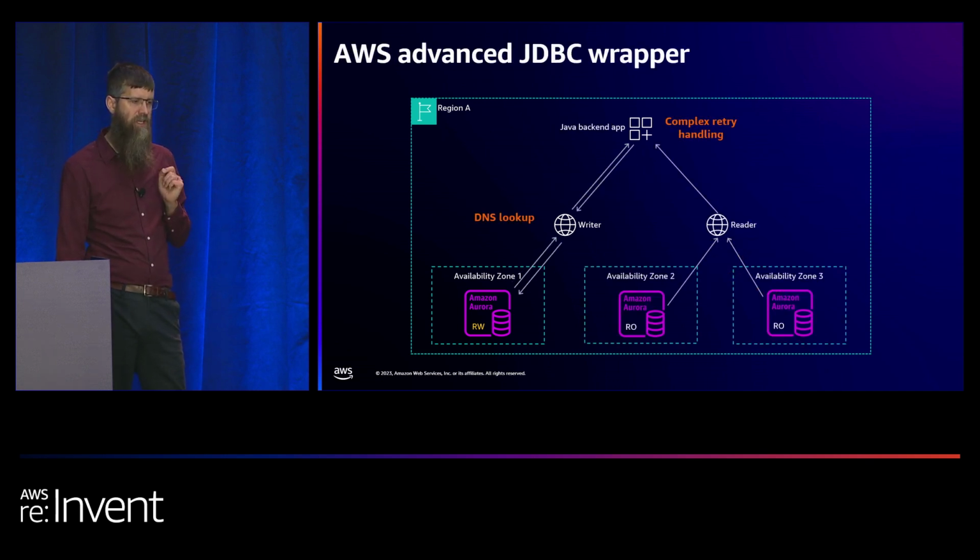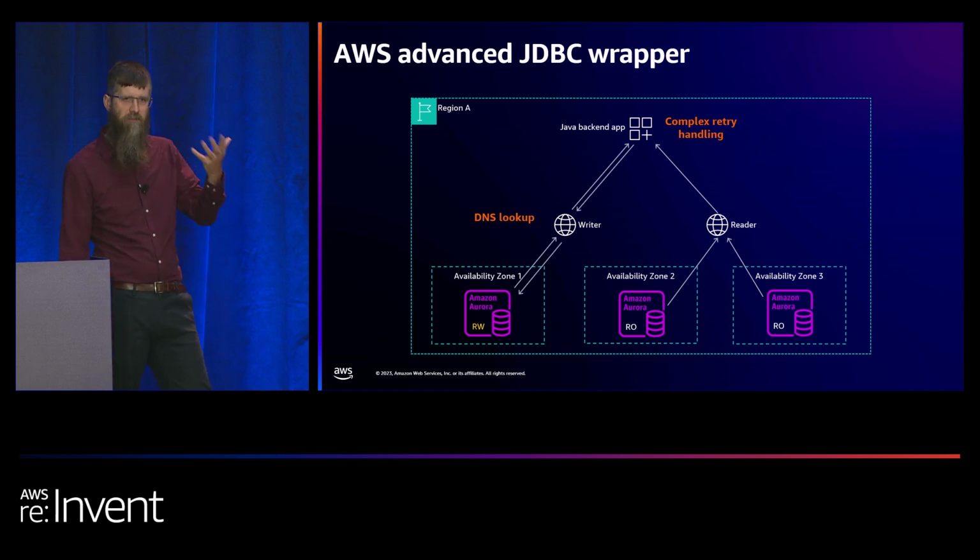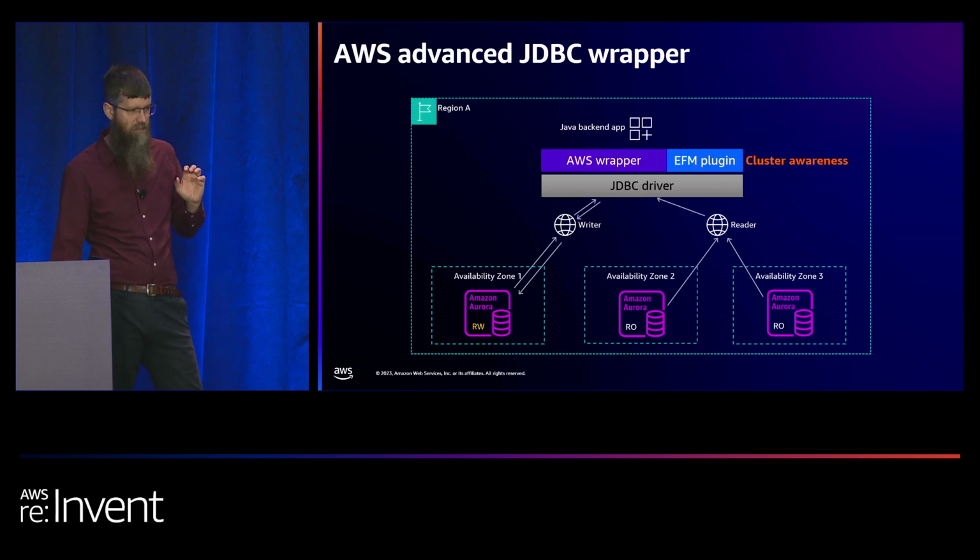Our first tool here is the AWS Advanced JDBC Wrapper. So if you're in a Java environment, this is where you want to be. We have to have special error handling to deal with the fact that when a writer fails over, like we saw before inside the endpoint, then the DNS lookup has to happen and all of that. This is all now inside the AWS Advanced JDBC Wrapper.